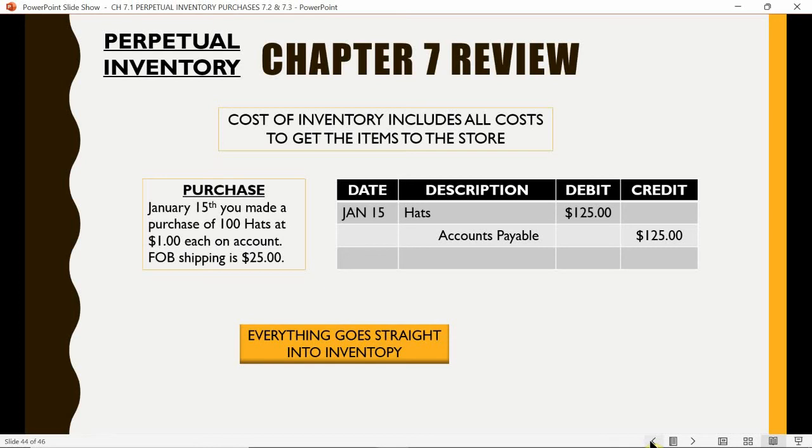So, welcome to chapter 7, perpetual inventory, where all we need to focus on is that when we purchase something, it's all going to go into one account, the inventory account. Every cost, every freight cost, every sales tax or anything that's extra in regards to inventory is all going to go into the inventory account.